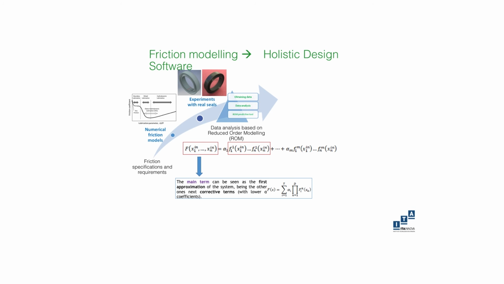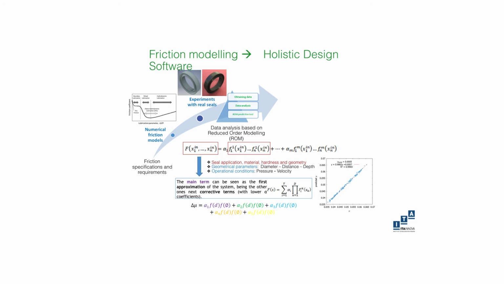Regarding friction behavior, the software is based on a complex mixed friction model and experiments with real seals, which are simplified through reduced order modeling. In particular, the geometrical parameters that characterize the microcavities are the diameter, the distance, and the depth, and the parameters of the operational conditions are the pressure and the velocity. As a result, the simple platform allows the user to obtain real-time friction reduction prediction for a given set of parameters and the optimum combination to maximize friction reduction.